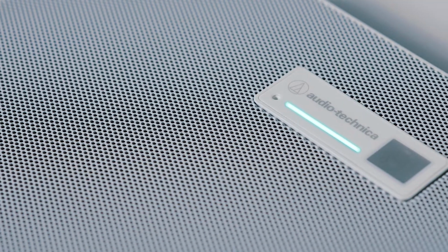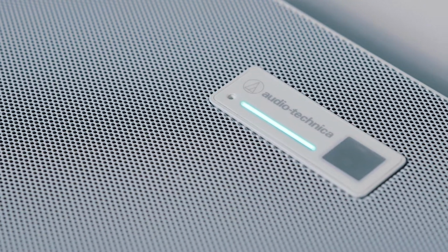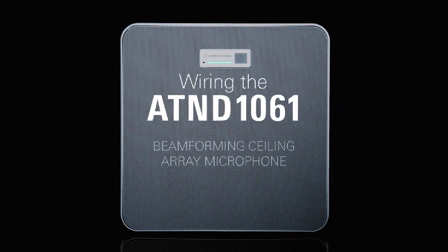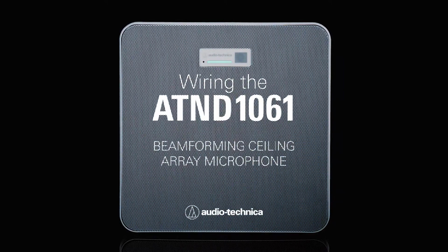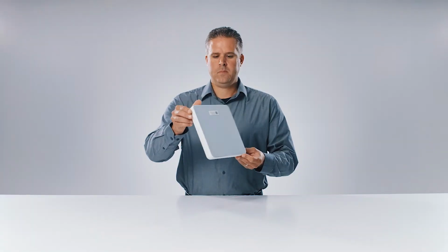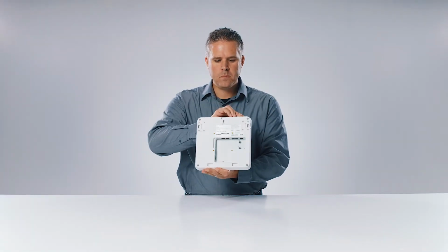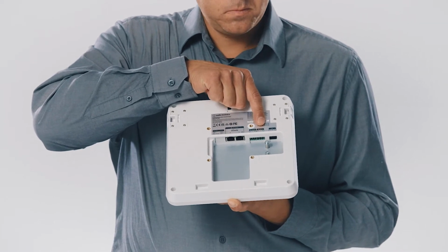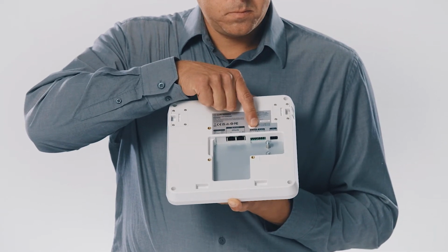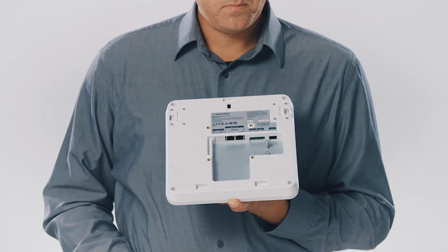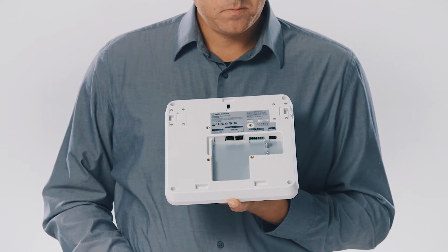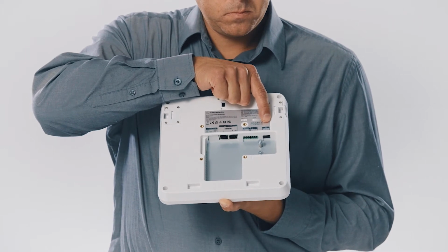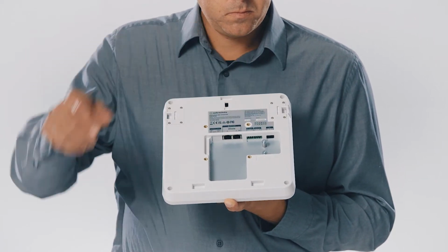Audio-Technica's ATND1061 includes analog audio, GPIO, and network connections to fit any installation requirement. The Euroblock connectors can accept one balanced mic or line level input and one balanced line level output, the routing and levels of which are controlled in the onboard DSP. A single logic in and out for configurable external muting and LED control is also available.